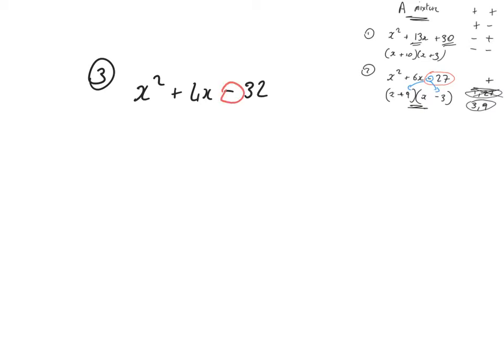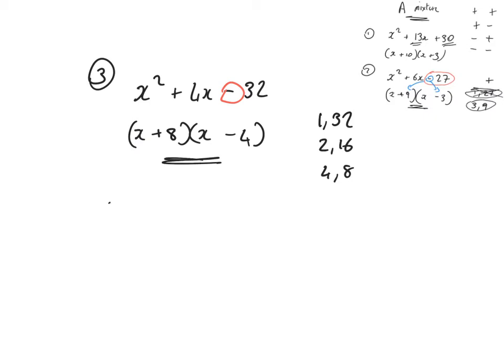Okay, so the product is negative. That's the result of multiplying is negative, so that can only happen when signs are different. I then think about my factors of 32. So 1 times 32, 2 times 16, 4 times 8. And I need to organise that so that it adds to 4, and that will be plus 8 and minus 4. 8 times minus 4 is minus 32, and 8 minus 4 is 4. x plus 8, x minus 4.